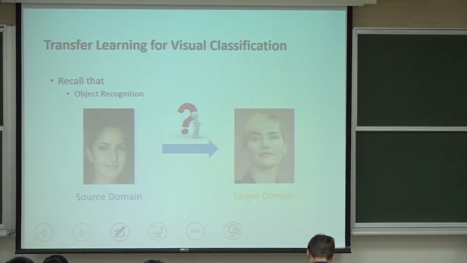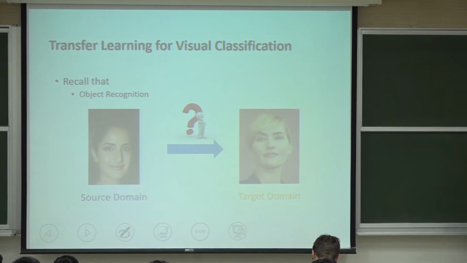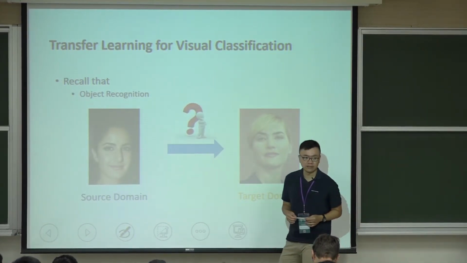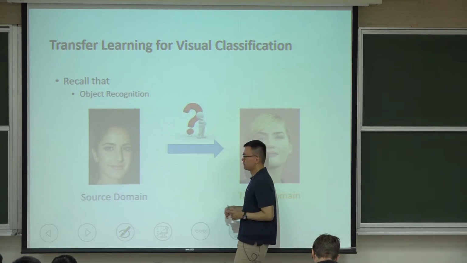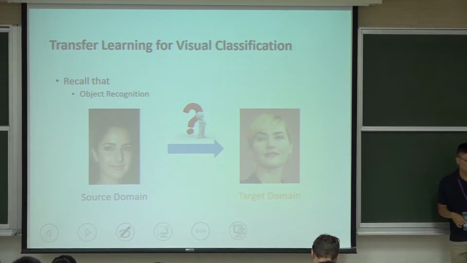So the second lecture, like I said, we will focus on image classification. Image classification, and particularly in the case where we can only have labeled data from the source domain, but we probably do not have labeled data in the target domain.